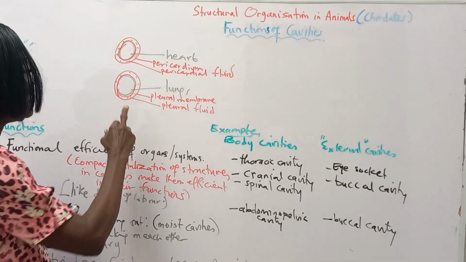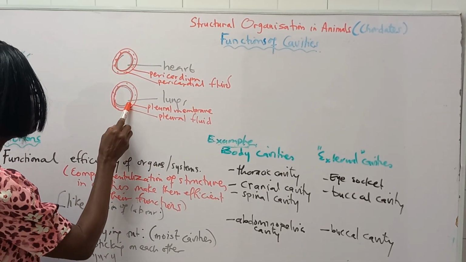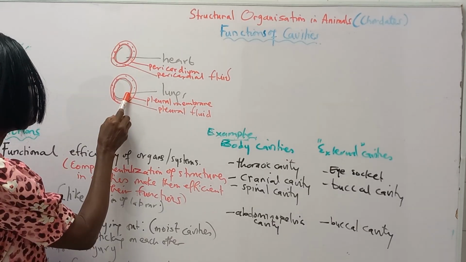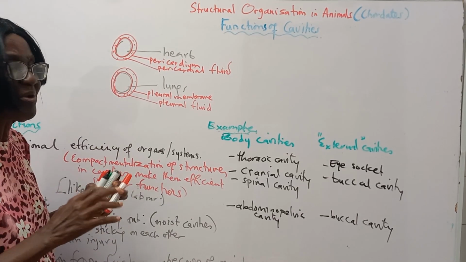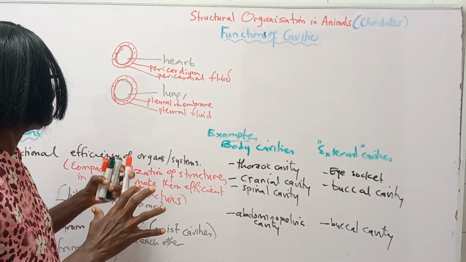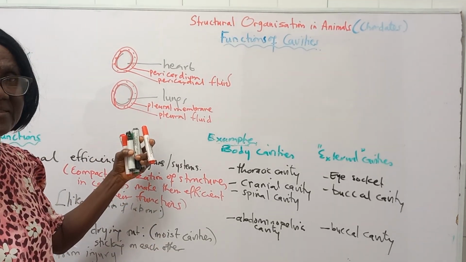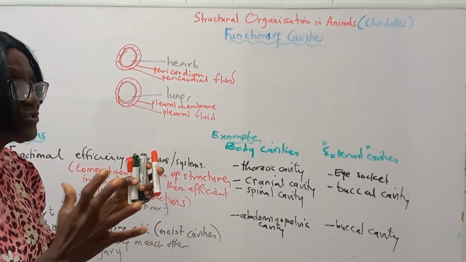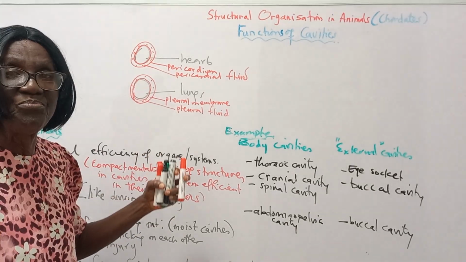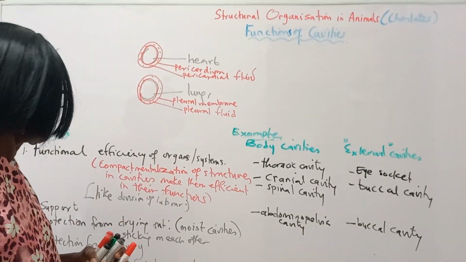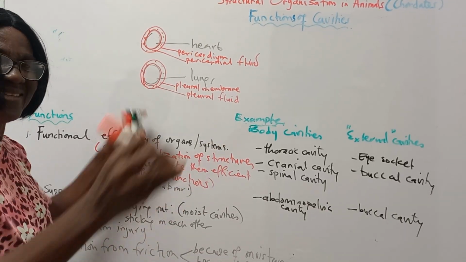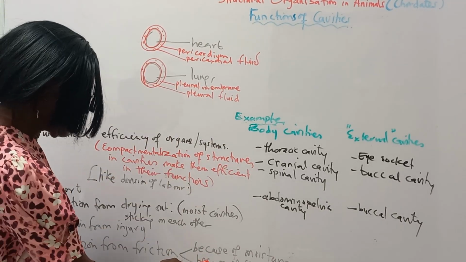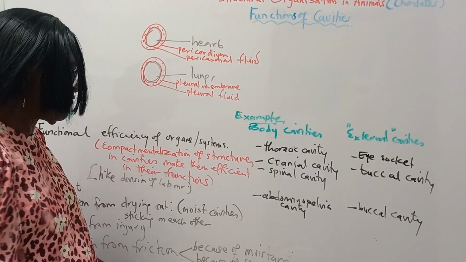from friction. Then the lung also has the pleural membranes around. In between the two pleural membranes is the pleural fluid that prevents friction as the lungs contract, expand, and also reduce in size as breathing goes on. So we have protection from friction because of moisture in the whole cavity and also because of special fluid.